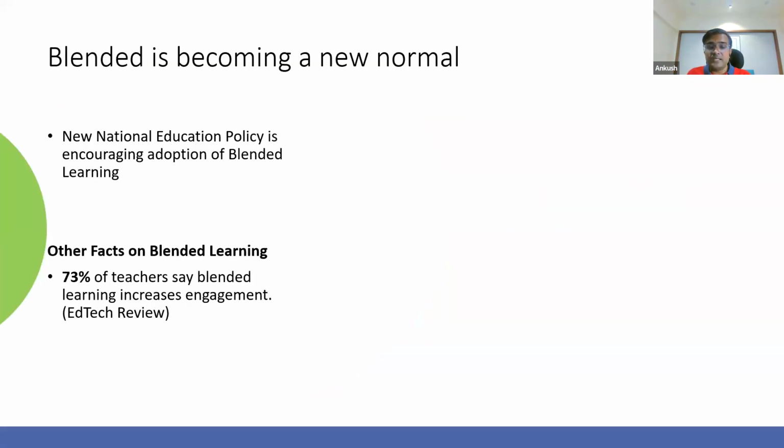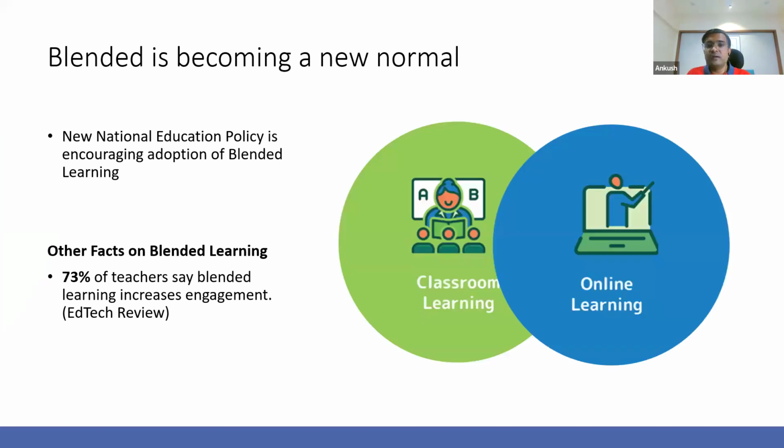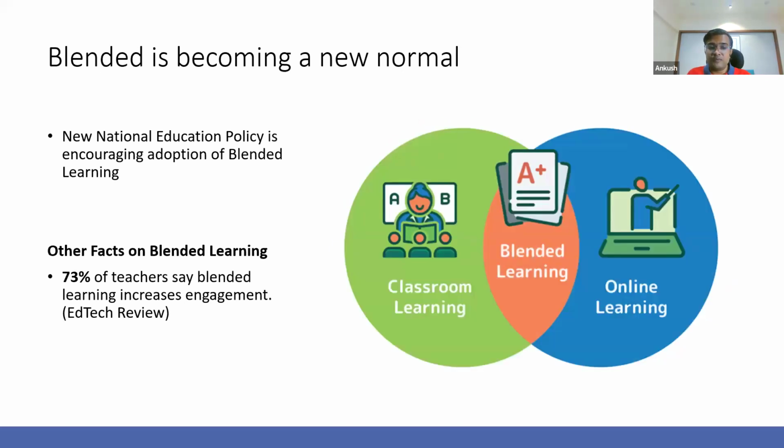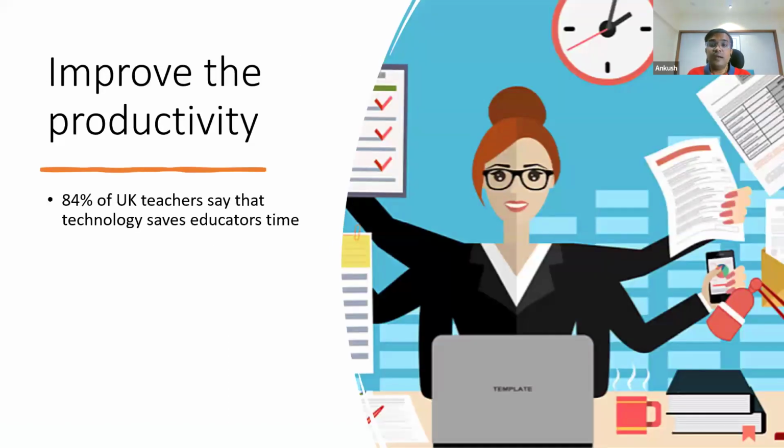And blended is becoming the new normal, right? After COVID, blended, which means a combination of online and classroom, is becoming the new norm everywhere. And it will improve your efficiency, right? Very important in the age of AI and digital tools. Teachers are able to save nearly 90 minutes per day, right?